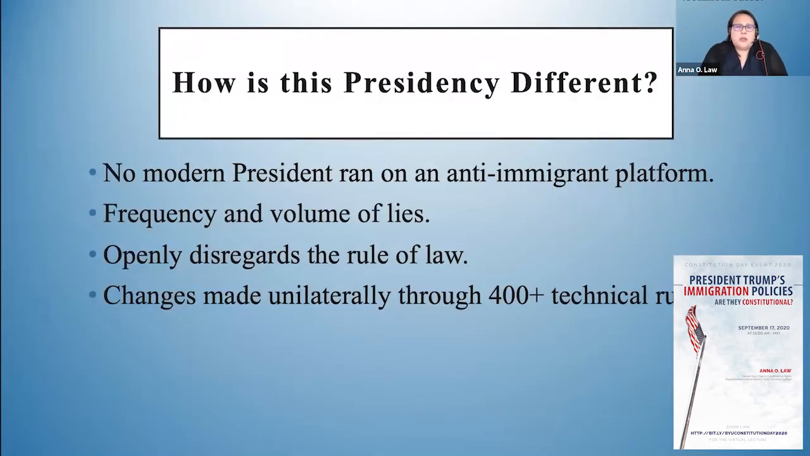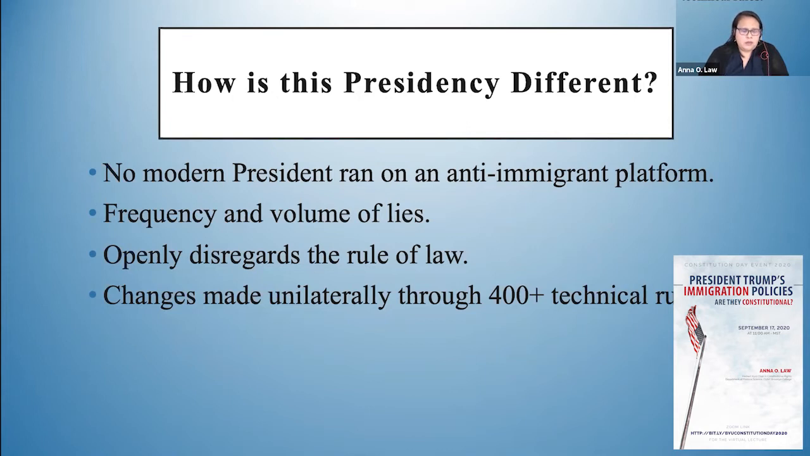So how is the Trump presidency different? The scholars of political science who study the presidency call the modern presidency everyone from Franklin Delano Roosevelt forward. The reason why that's the demarcation for the modern presidency is that the institution gains a lot more power under FDR, and it's a lot more of a robust institution. So in the modern era of the presidency, there has been no other president who has run on an anti-immigration platform, but that defines Trump. That was his signature issue when he ran for president. And sure enough, he has followed through with it in his first term.